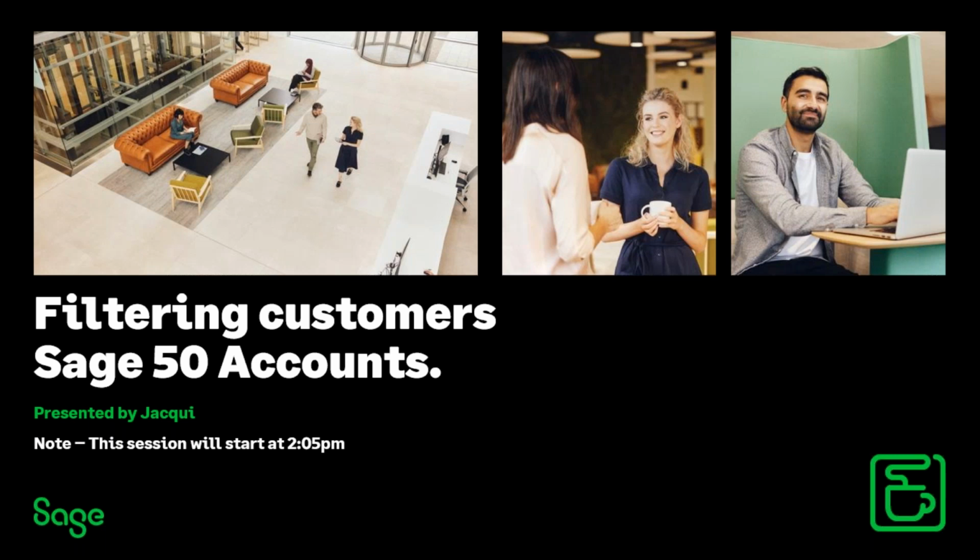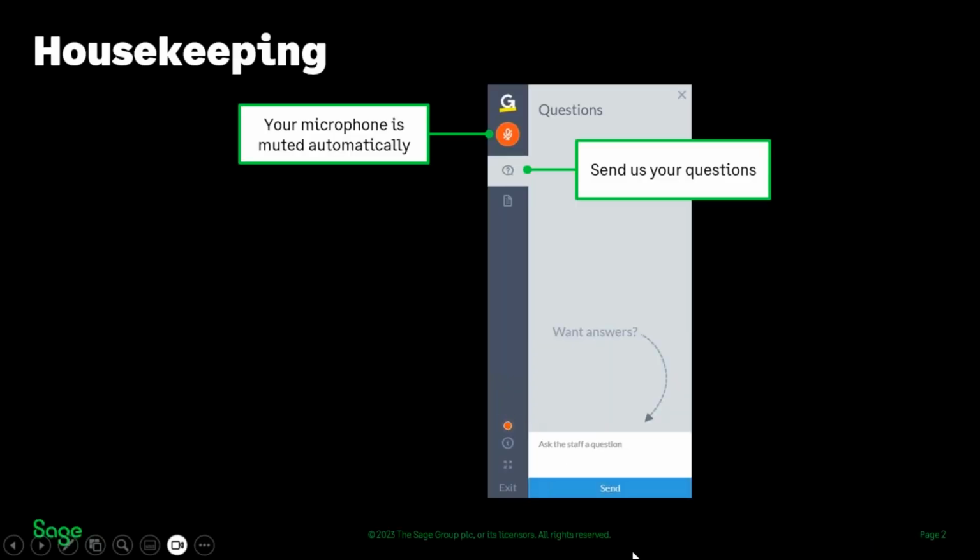Okay, so we're coming close to 2:05 there, and as I mentioned earlier, these are the quick learns, so these are designed to fit into a half-hour slot, so we do give people the opportunity to get logged on and join us. So today we're looking at filtering customers. While we're just moving towards 2:05, what we'll do is some housekeeping first of all.